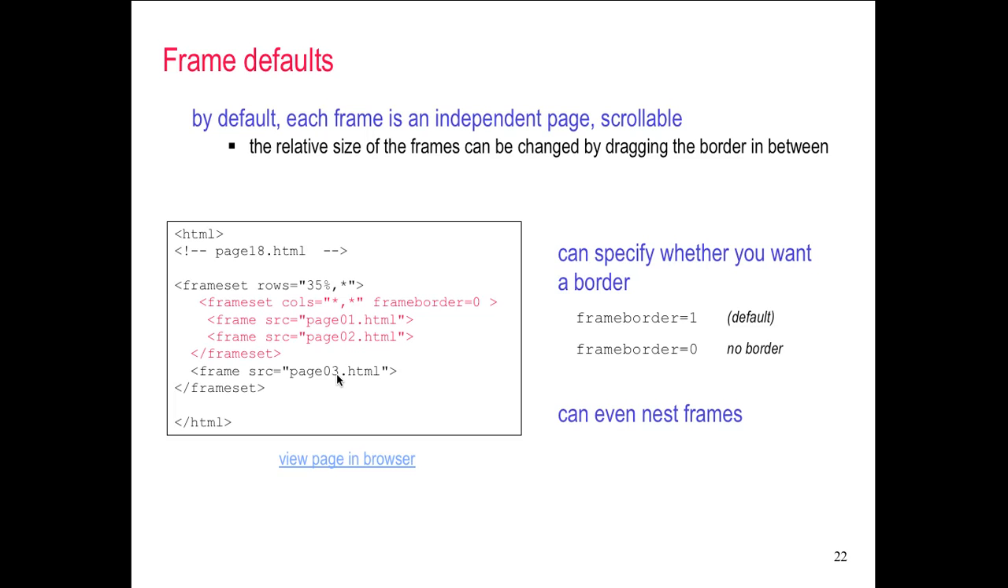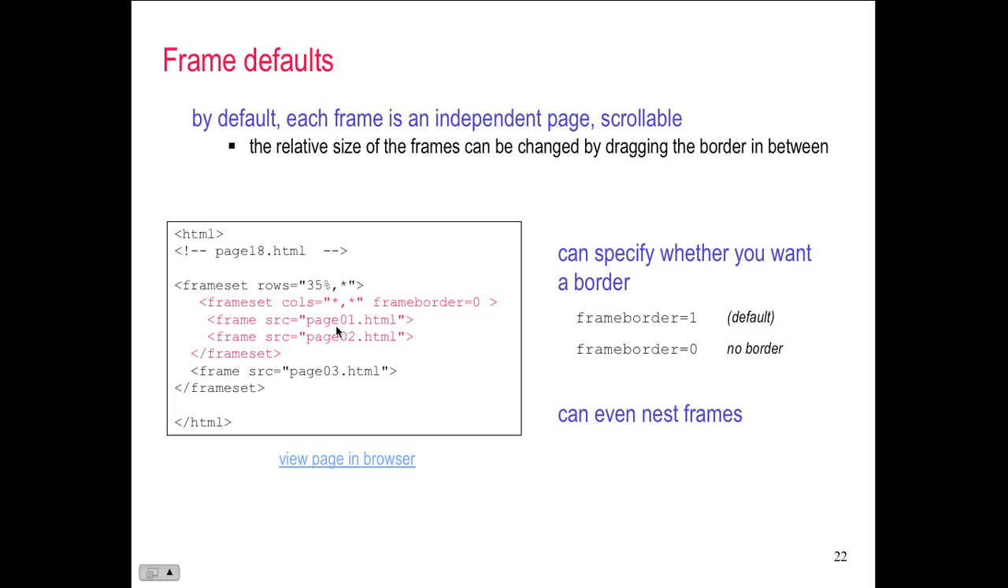The relative size of the frame can be changed by dragging the border, as we saw. Here's one that has 35% on one side. This is what those asterisks were for. If you just leave it as an asterisk, it's going to divide it 50-50. Here we have 35% on one side, and then the remaining is going to be on the other side. Then we're going to create a frame border. We didn't have a frame border on the other one, so this one says 0. We can leave it out.